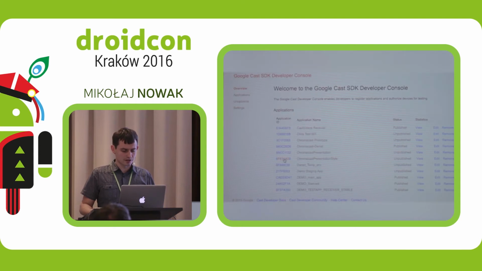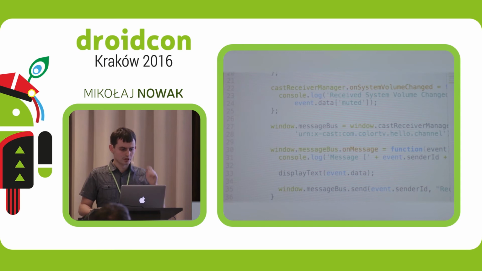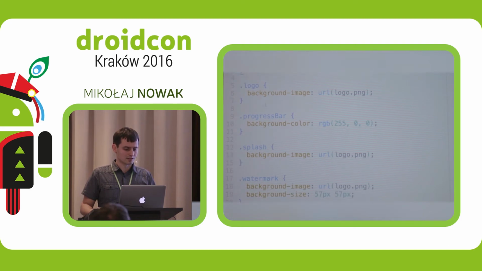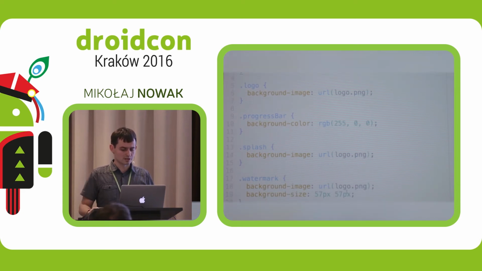The interesting thing in style media receiver is quite a cool feature: we can see what our media player will look like with our CSS file. The CSS file which I used in here looks like this. These are just the fields which you've seen on the presentation, like background, logo, progress bar, splash, and watermark, and a simple CSS in order to set some background color, image, also some size, for example, for watermark.